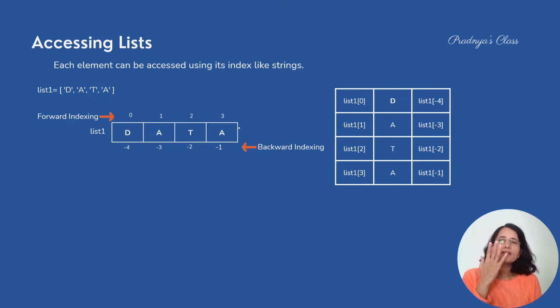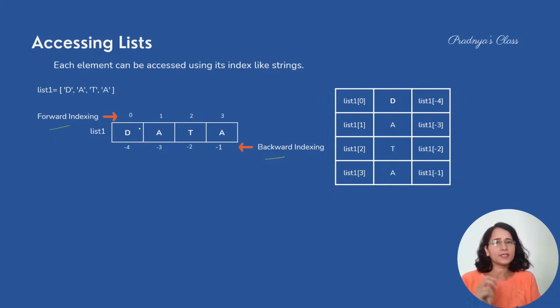You know list is a collection of values. Now how to access the individual elements of the list? We can access the individual elements of the list just like a string. They can be accessed by using index, and you can traverse the list in the forward direction as well as in the backward direction.